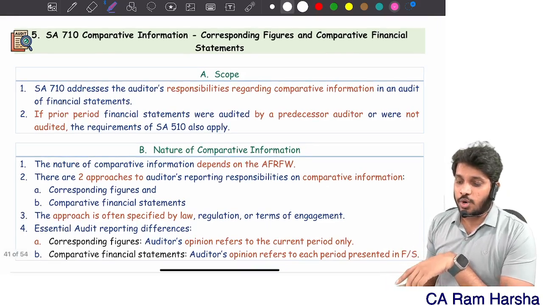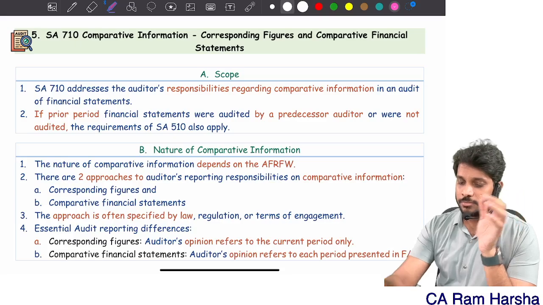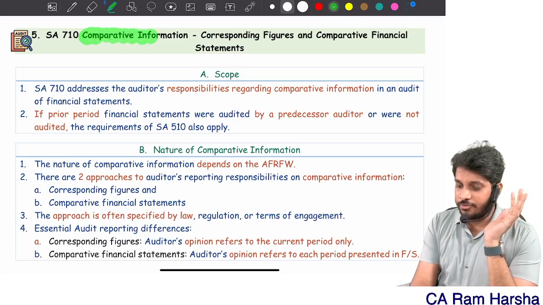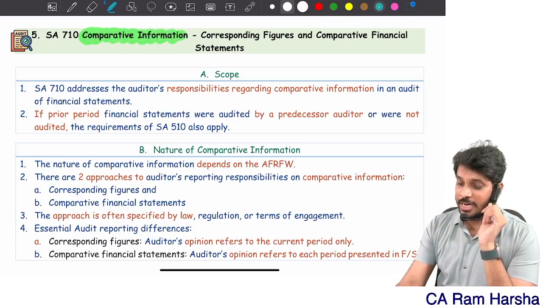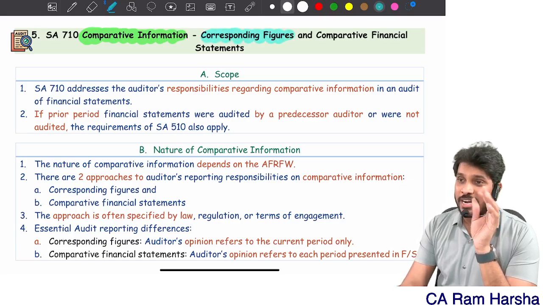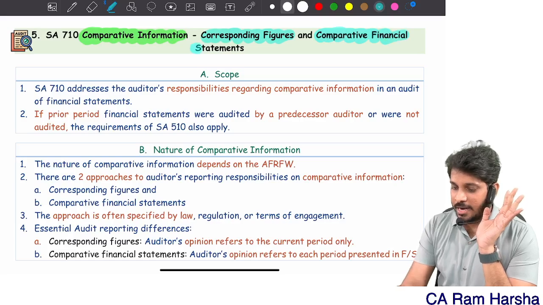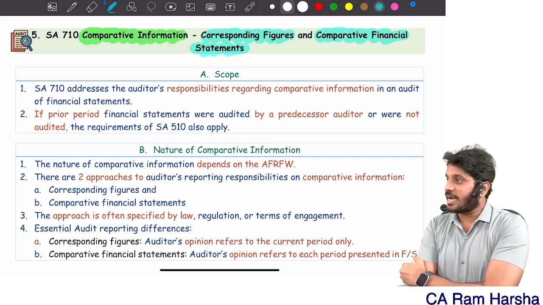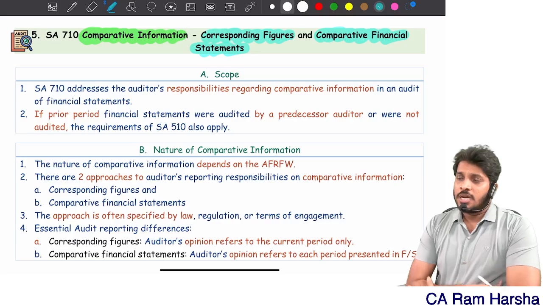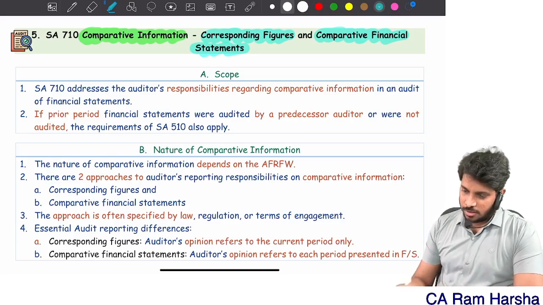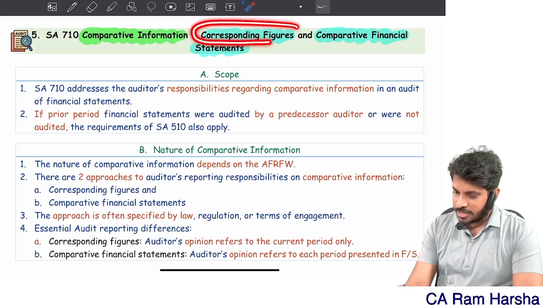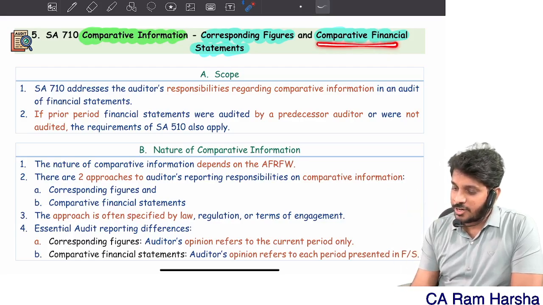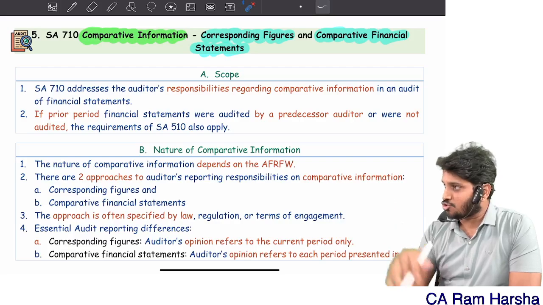So what is this 710 standard about? The 710 standard is about comparative information. One is corresponding figures and the other is comparative financial statements. You know, in India, we follow the corresponding figures approach. We do not have the comparative financial statements approach.